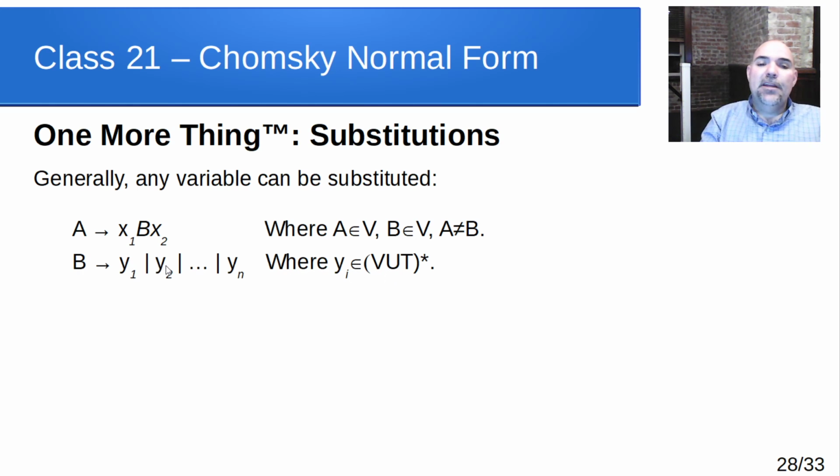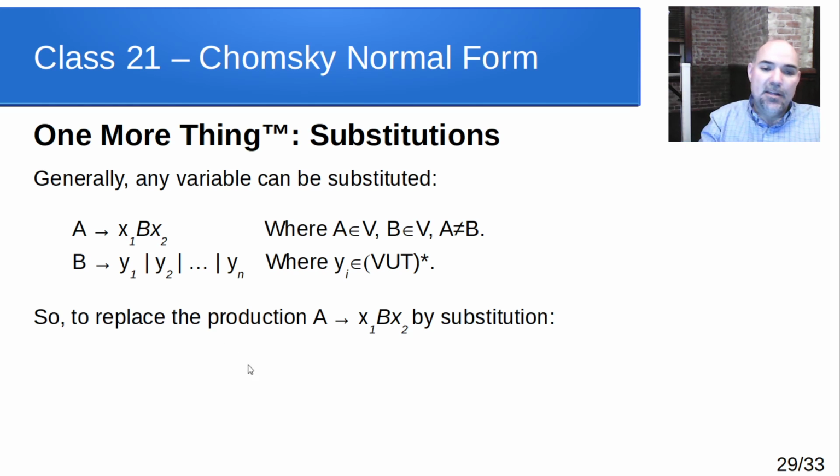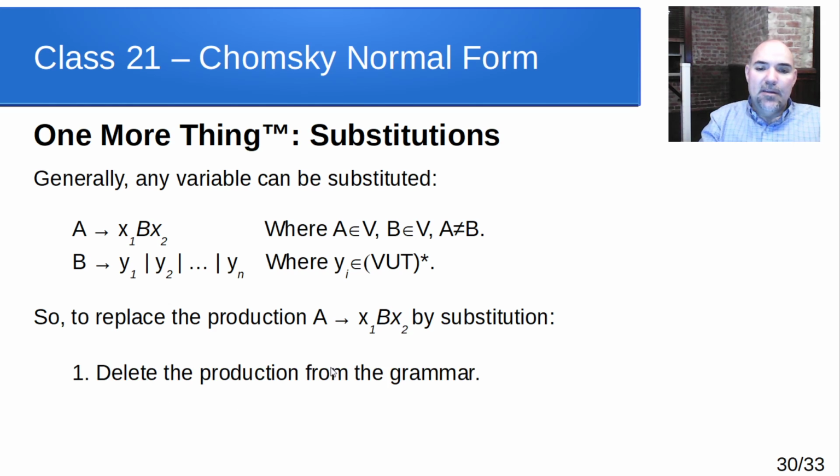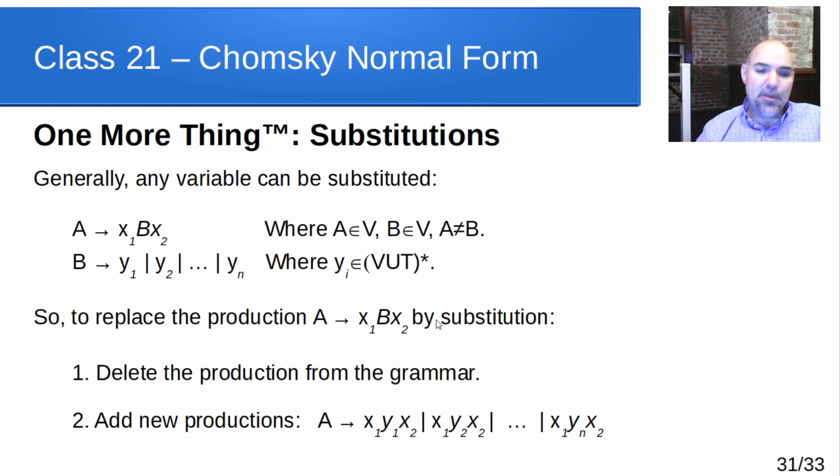And this could be a string of anything, could be lambda, could be anything. But we can always perform a substitution for this and get rid of the variable B in this production A by just going through and replacing all of these productions that look like this by deleting that, removing it from the grammar entirely, and then adding new productions that now have all of these Y's substituted in.